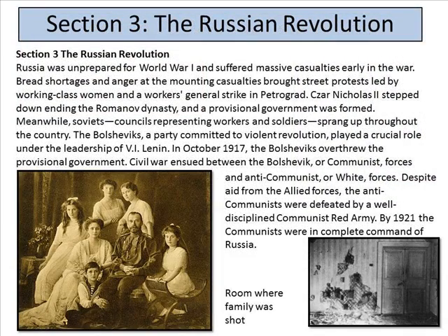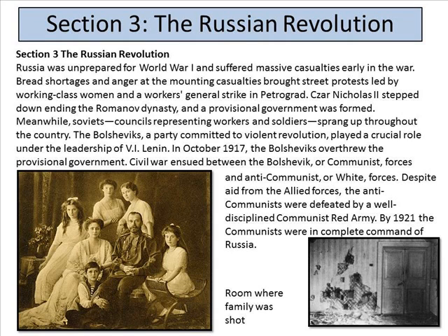All right, guys, the Russian Revolution. So Russia was unprepared for World War I and suffered massive casualties early in the war. Bread shortages and anger at the mounting casualties brought street protests led by working class women and the workers' general strike in Petrograd, which we now call St. Petersburg, and for a while we called Leningrad. Tsar Nicholas II stepped down, ending the entire Romanov dynasty. You could see the photo of his family there down to the left. And a provisional government was formed.